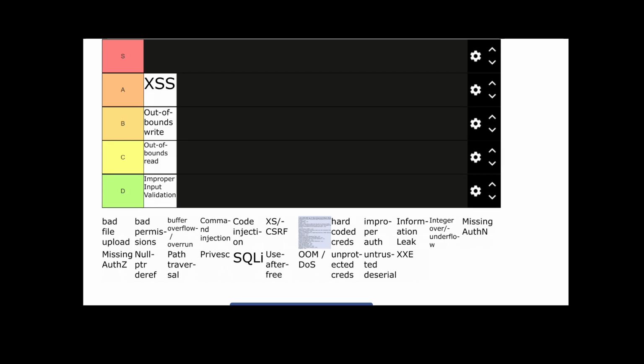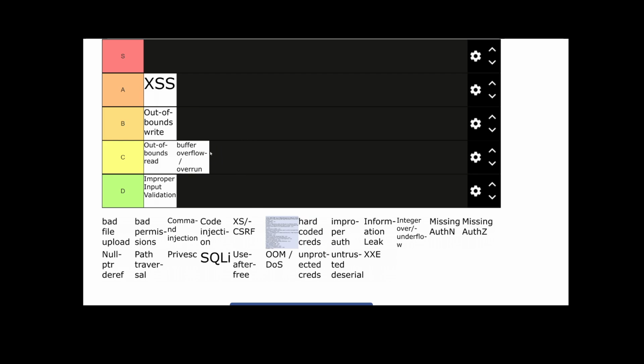The next one is improper restriction of operations within the bounds of a memory buffer, CWE 119, otherwise known as a buffer overrun or a buffer overflow. I think buffer overflows are passé. They've been overdone. And I never got to do one when they were cool. So that one's going in the C tier, I think.